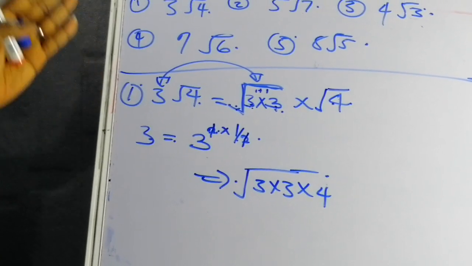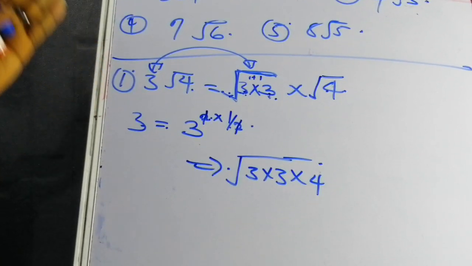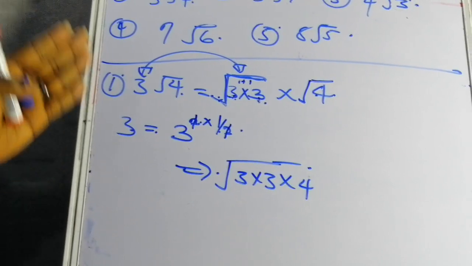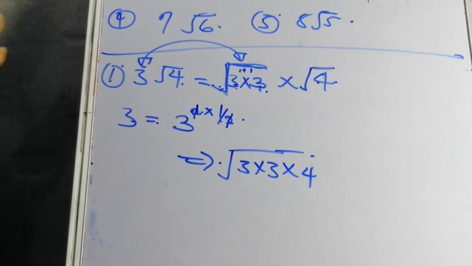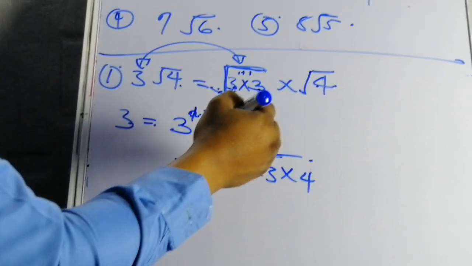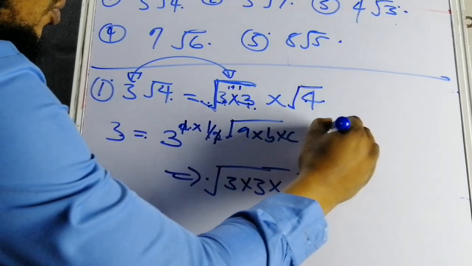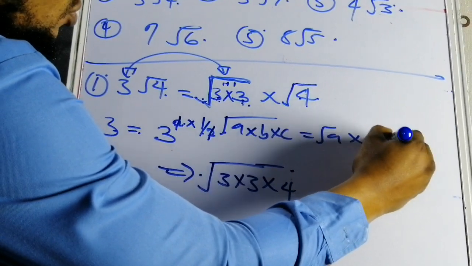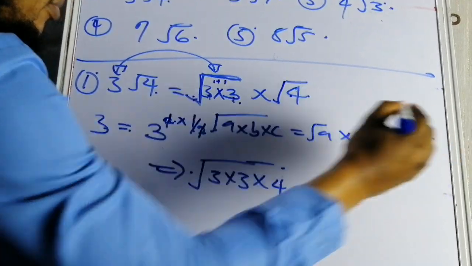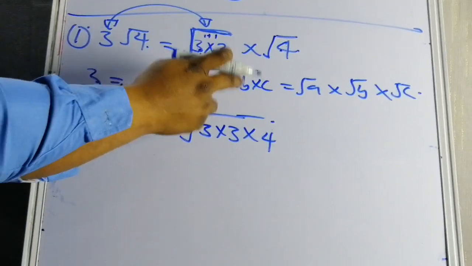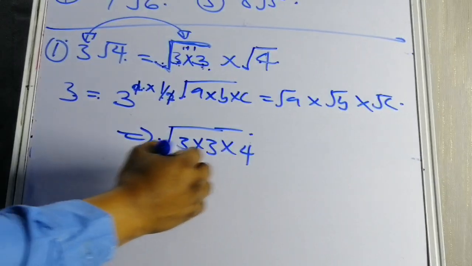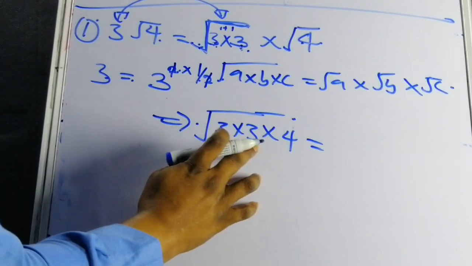That is the multiplication law with A, B, and C: root of A times B times C is equals to root A times root B times root C. That's exactly what we've applied here. My A here is 3, B is 3, then C is 4. So it means here I can say 3 times 3, 9.